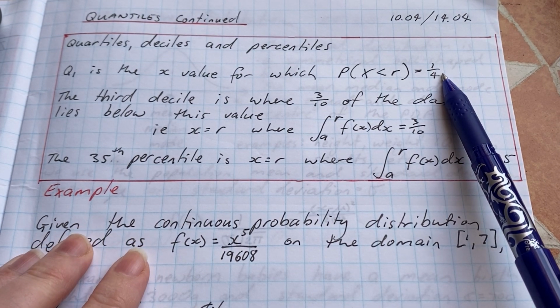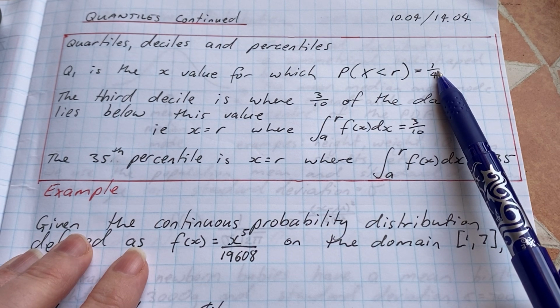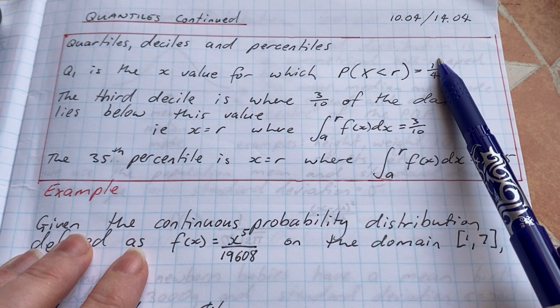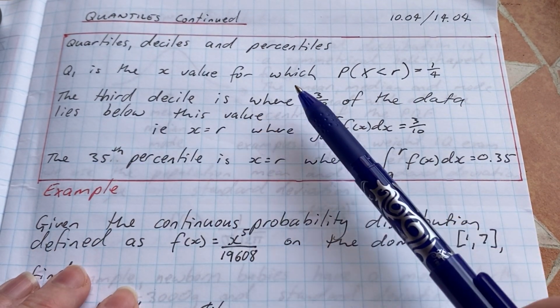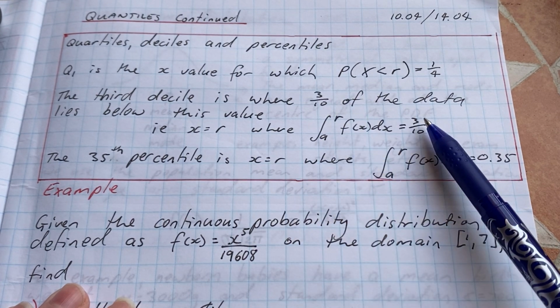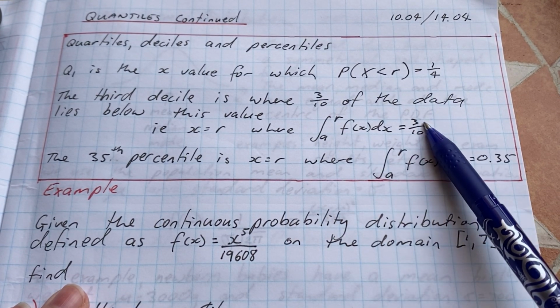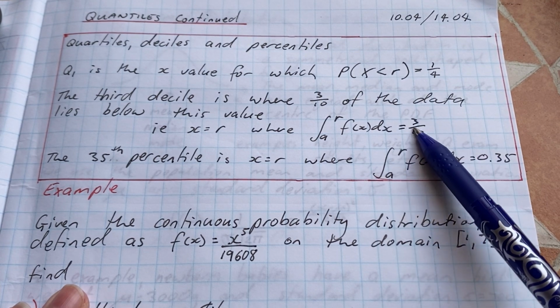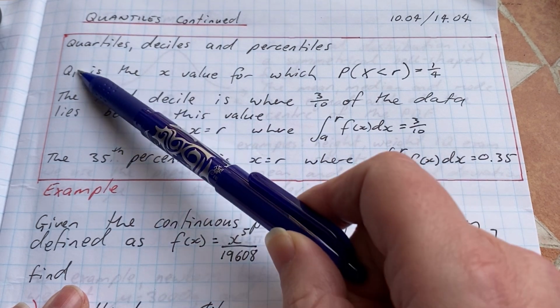If it was the third quartile, it'd be 3/4. Remember the second quartile and the median are the same thing. So when it's the median or the second quartile, it's 2/4 or a half. So if you want the third decile, that's where 3/10 of the data lies below that value, you just make it equal to 3/10. If it was the eighth decile, 8/10. It's just this number here that changes to match up with what you're looking for.